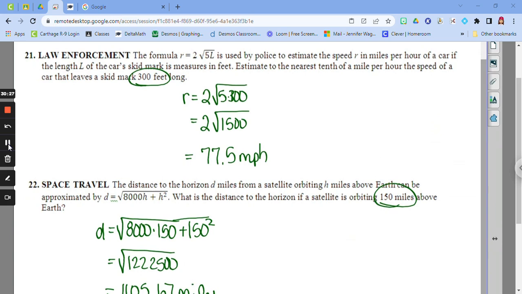Any questions? So it is 1,105.67 miles from the horizon. So in other words, where it's no longer going to be viewable as it orbits around the Earth. Think about kind of like the setting sun. At some point, we can't see it anymore because it goes beyond our horizon. All right.